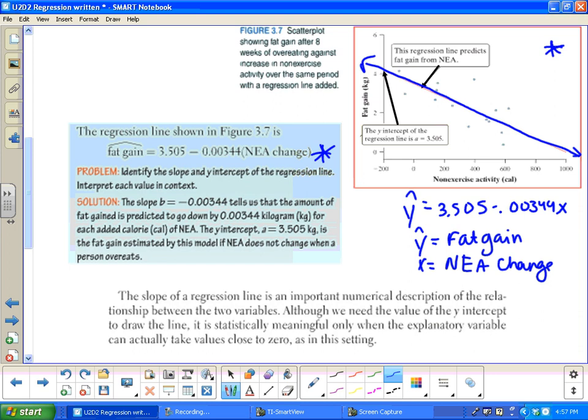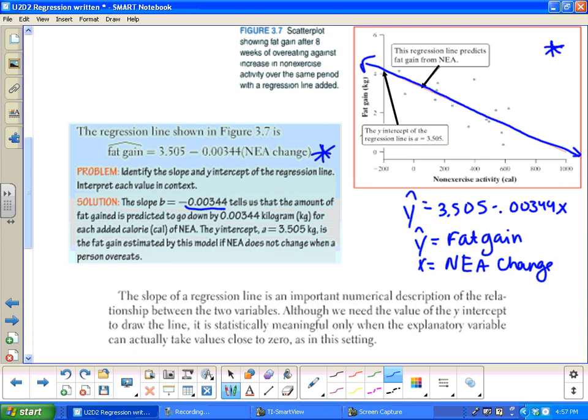So your slope is how much the y increases, or decreases depending on whether it's positive or negative, for every 1 unit increase in x. So we say the slope b equals negative 0.00344 tells us the amount of fat gained is predicted to go down 0.00344. It's predicted to go down because it's negative, for each added calorie. So for every 1 unit of increase in x. And remember, you always have to put context in whenever you're interpreting.